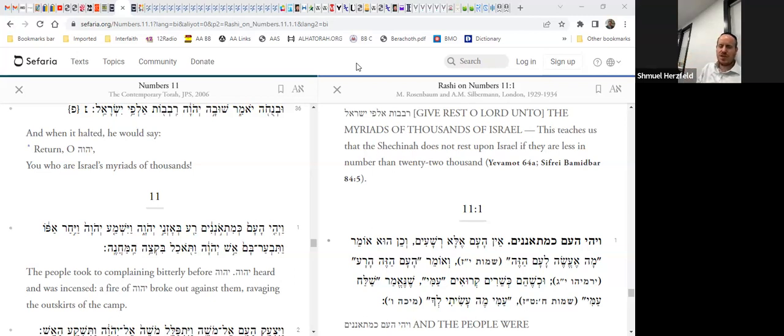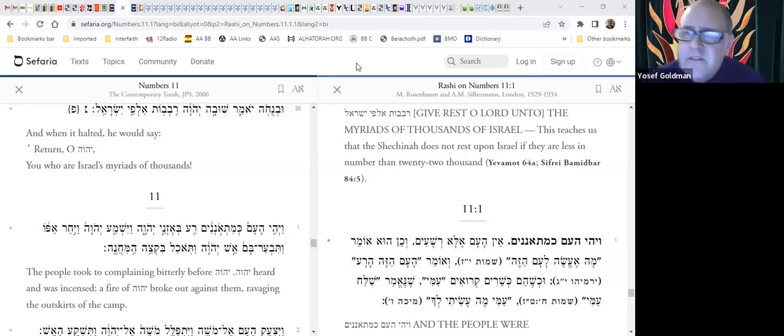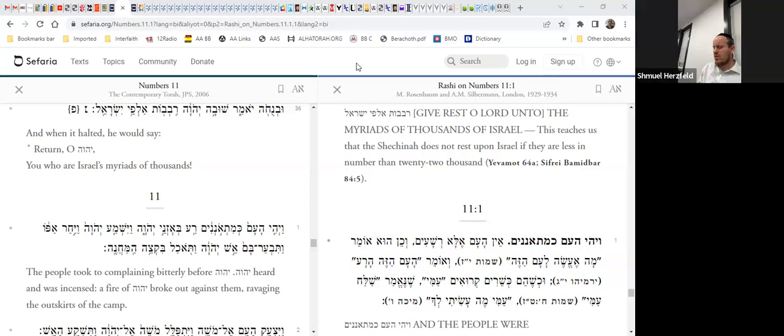Yes, Rabbi Yosef. Why do we make the blessing only on 600,000 if Rashi says the Shekhinah is on 22,000? There are blessings we make on fewer than 600,000. I have to check the Mishnah again. I think it's 50,000. I don't know the answer to your question, but I think it's less than 600,000. We could look up that Mishnah.